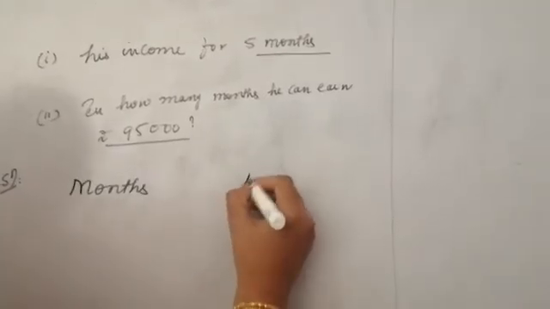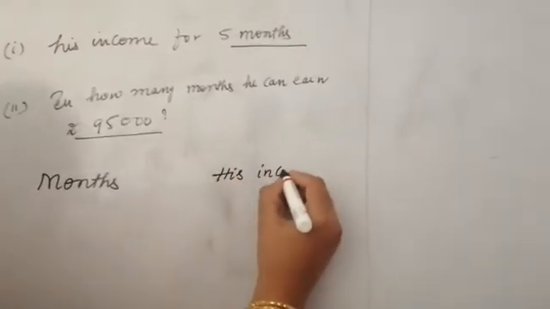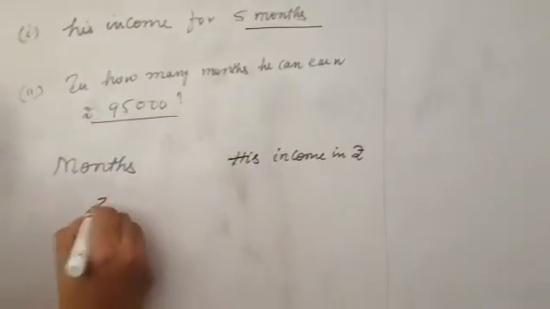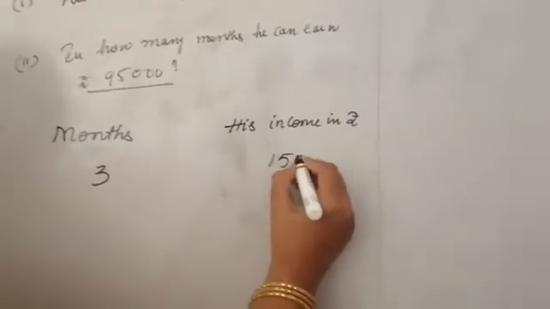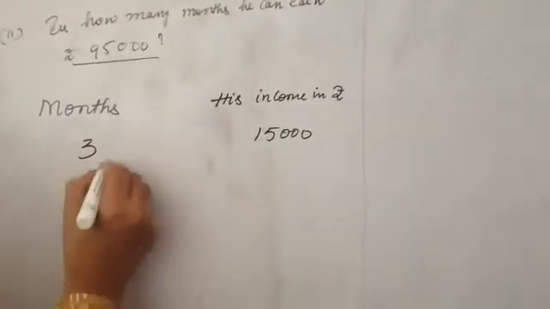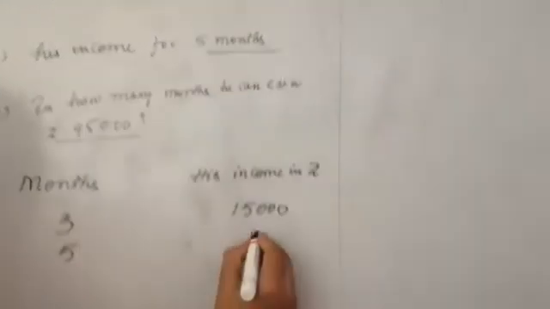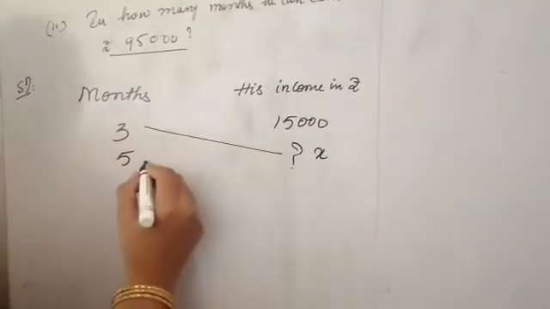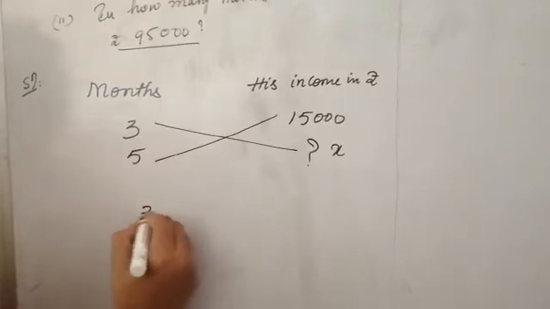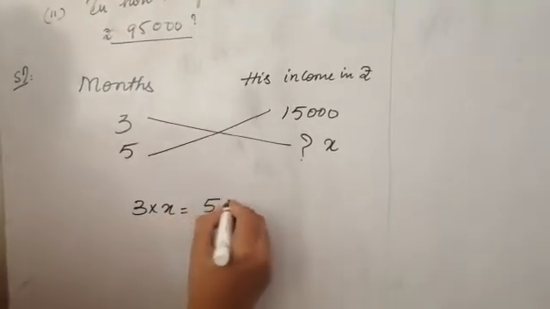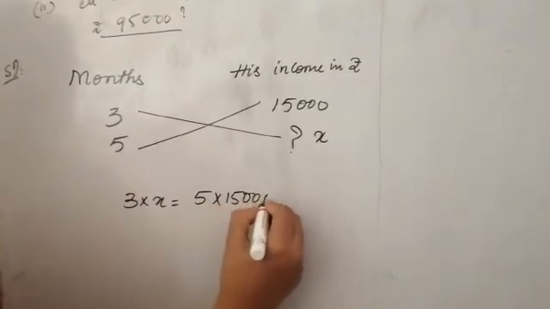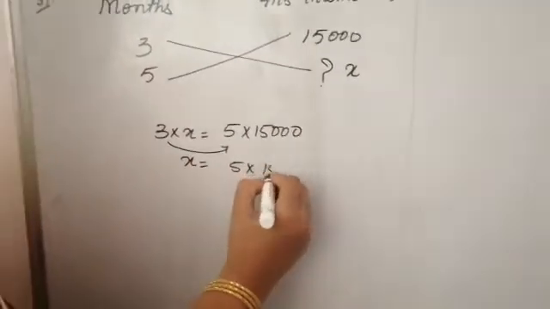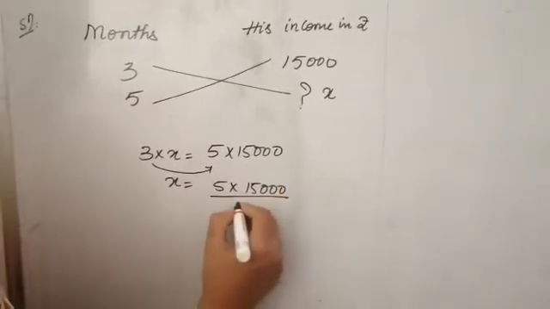So his income in rupees. For 3 months he is earning 15,000. For 5 months, first question, for 5 months how much he will earn? You take it as, imagine as x. So 3 into x is equal to 5 into 15,000. So x is equal to, 3 will go to that side. It divides 5 into 15,000 divided by 3.